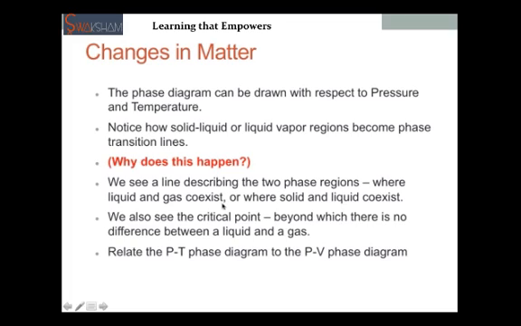We saw that the phase diagram could be drawn with respect to pressure, temperature, as well as pressure, volume. Notice how solid liquid or liquid vapor regions become phase transition lines. Remember that in a pressure temperature plot, we had the solid vapor line, the liquid vapor line, and the solid liquid line. This line here represented the liquid to vapor phase transition. So this point here was the point of liquid vapor transition at a given pressure and temperature.